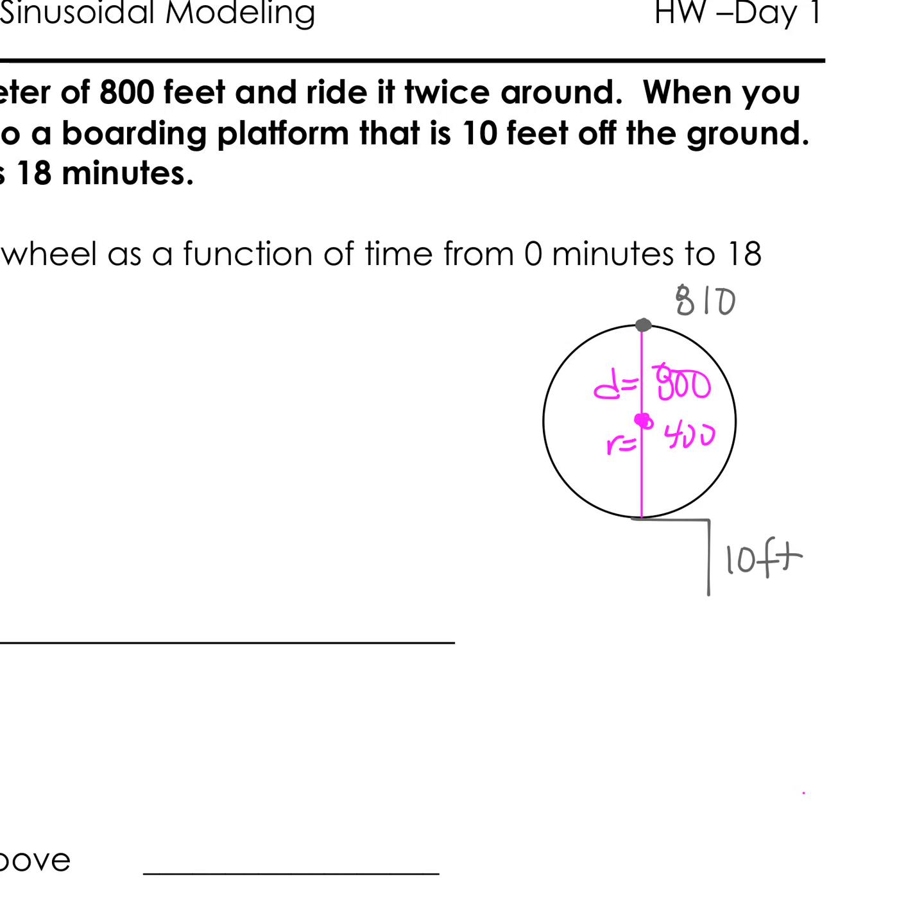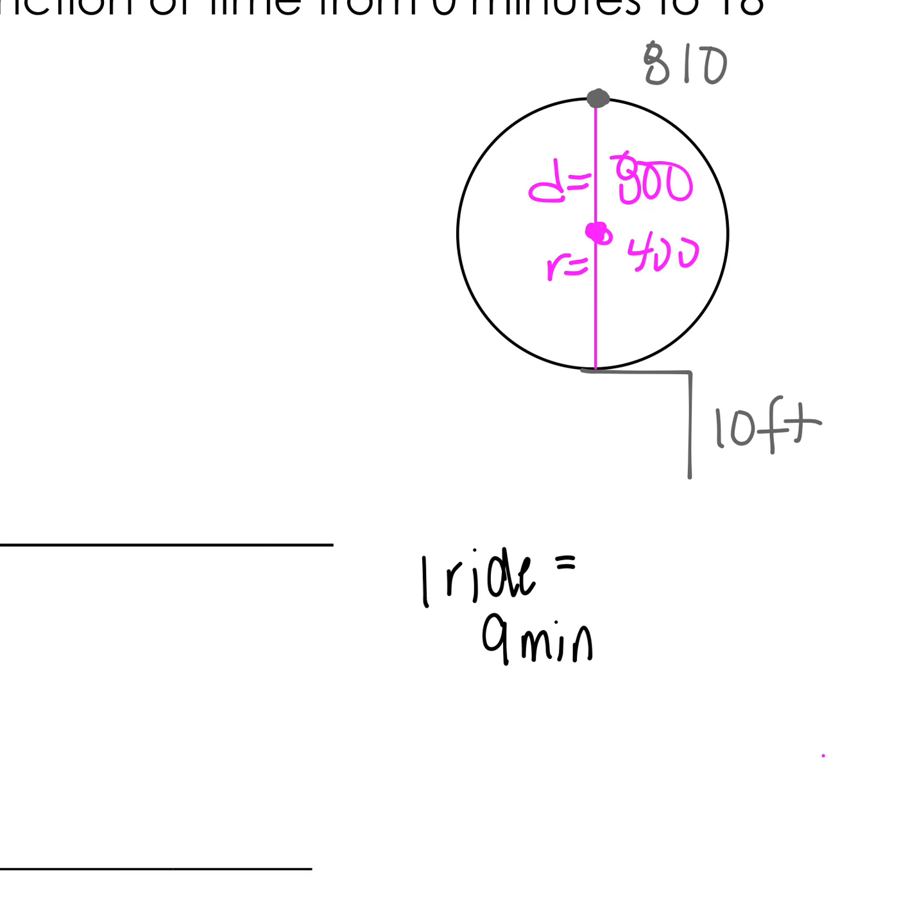It takes 18 minutes to do the ride, but we're riding it twice. That means it'll take half of that to ride one time around. So one ride is going to be equal to 9 minutes. Does everybody see that? One ride equals 9 minutes. So for our intervals, we're going to take 9 and divide it by 4, and we get 2.25 minutes. That's going to be our interval.